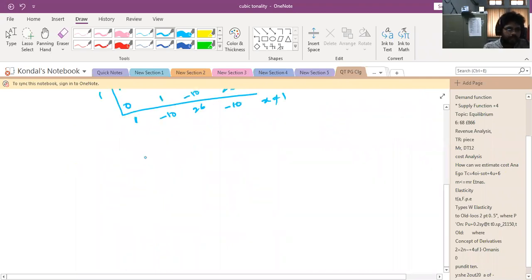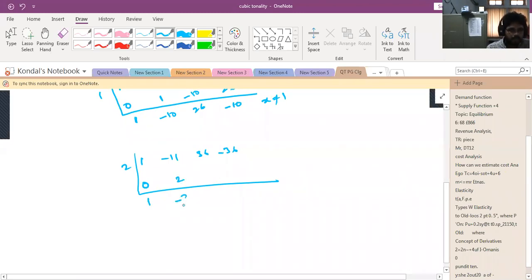So therefore we'll consider 2 then. So 1, minus 11, 36, minus 36. Then we'll try with 2. Then 0, 1 minus 0, 1. 1 into 2, 2. How much will we get? Minus 9. Minus 9 into 2, minus 18, right? So 36 minus 18, how much will we get? 18, right? 18 into 2, 36. So minus 36 plus 36, how much will we get? 0. Therefore, x is equal to 2 here.